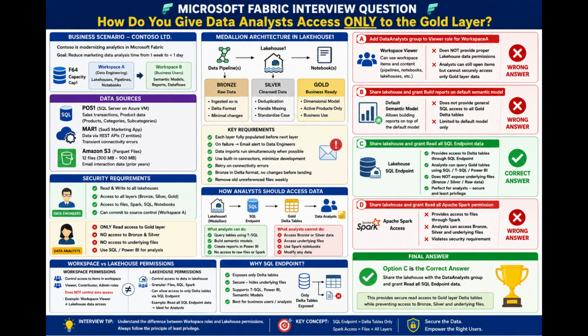Now option D we'll also see quickly. Read all Apache Spark permission. Spark permission gives access to the files inside the Lakehouse, which include bronze, silver, and all the data files. Exactly what the requirement wants you to restrict. So option D is definitely wrong. So the correct option is C, where you grant read all SQL endpoint data.